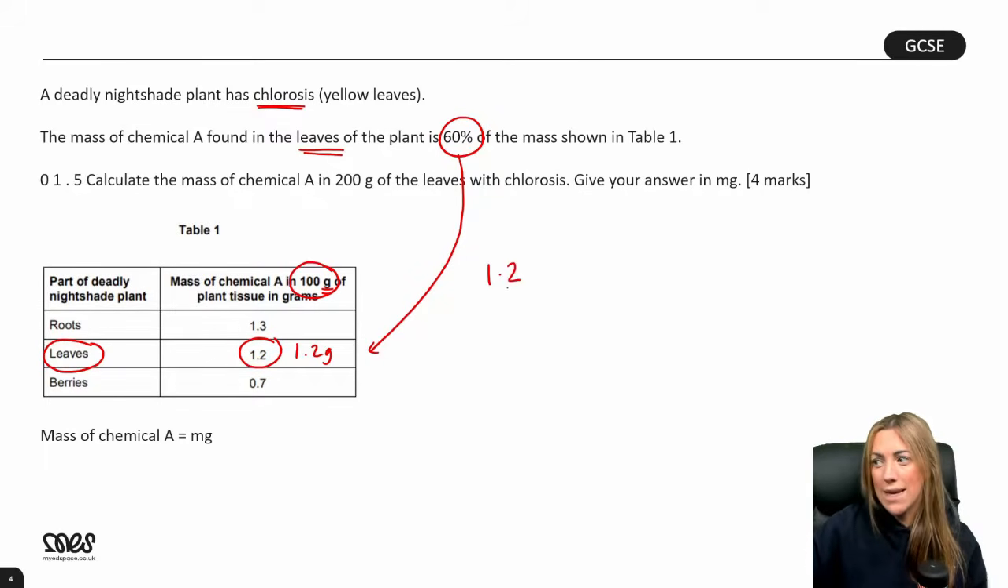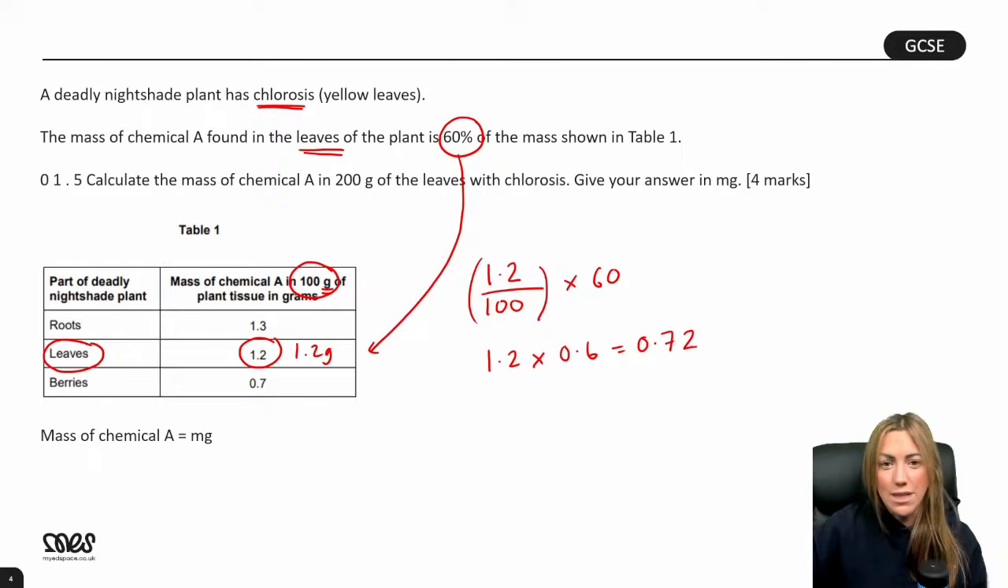So the first thing we need to do is find 60% of 1.2. Now we could do that by taking 1.2, dividing it by 100 to find 1%, and then multiplying it by 60 to find 60%. Or if we know how to work out percentages more quickly, we could do 1.2 times 0.6 to find 60% of 1.2. And that would give us a mass of 0.72. So that's the mass of chemical A in this particular plant in the leaves, because it's only 60% of the mass shown in the table.